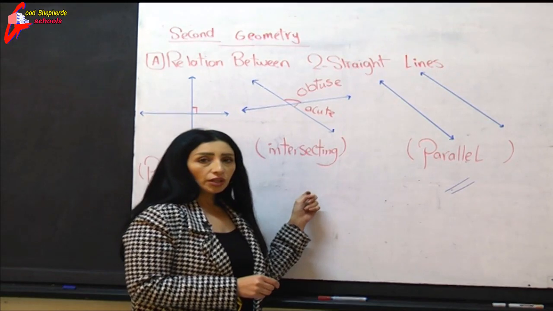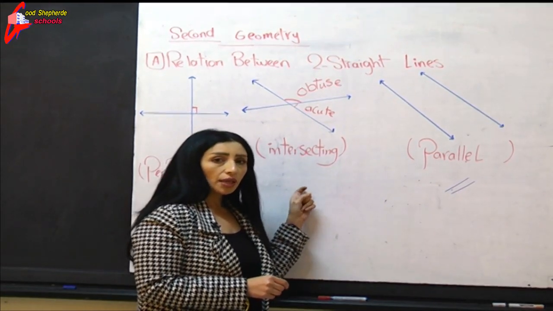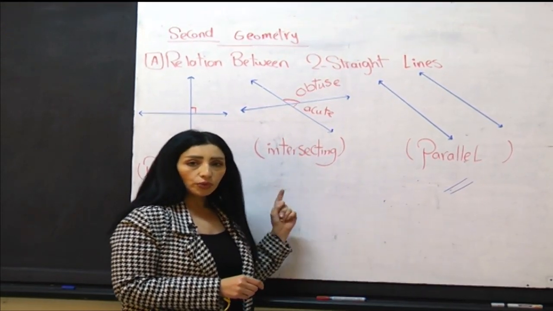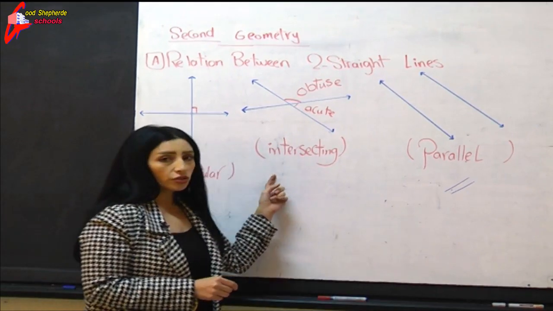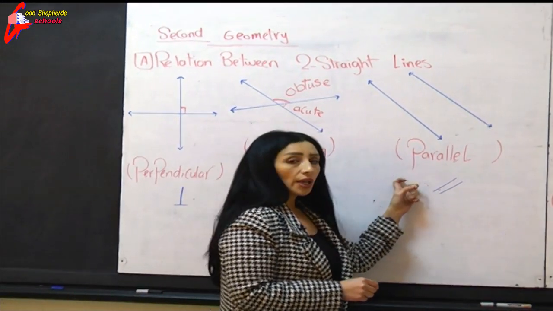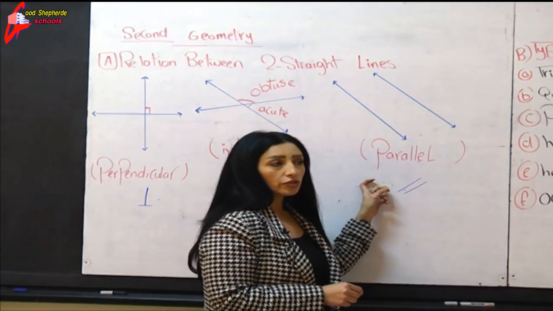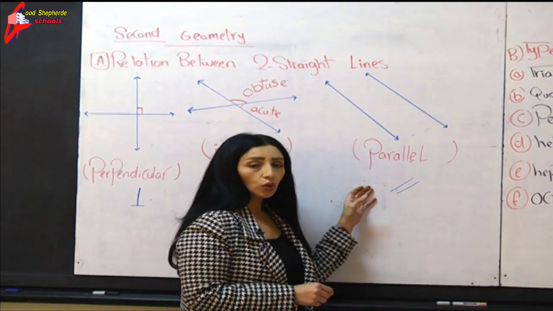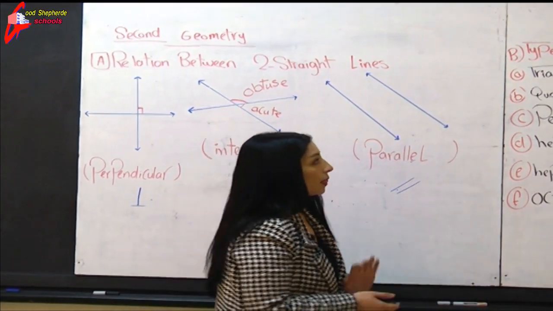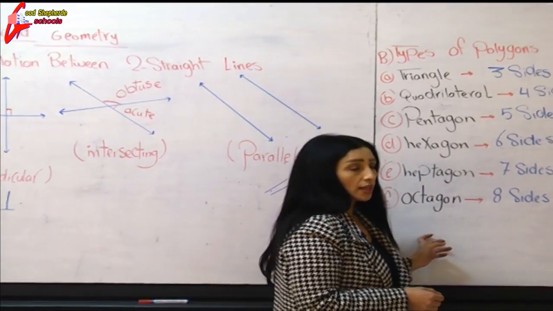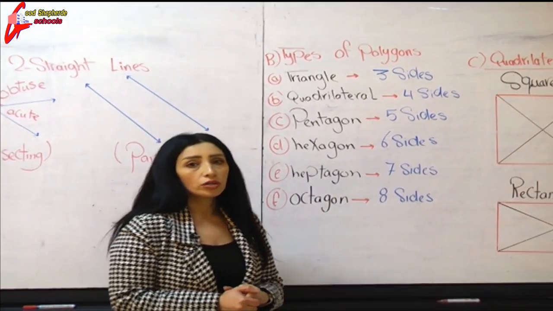When we have two straight lines that intersect in one point and make 2 acute angles and 2 obtuse angles, we can call it intersecting. And when we have two straight lines that never intersect each other, we can call this relation parallel.